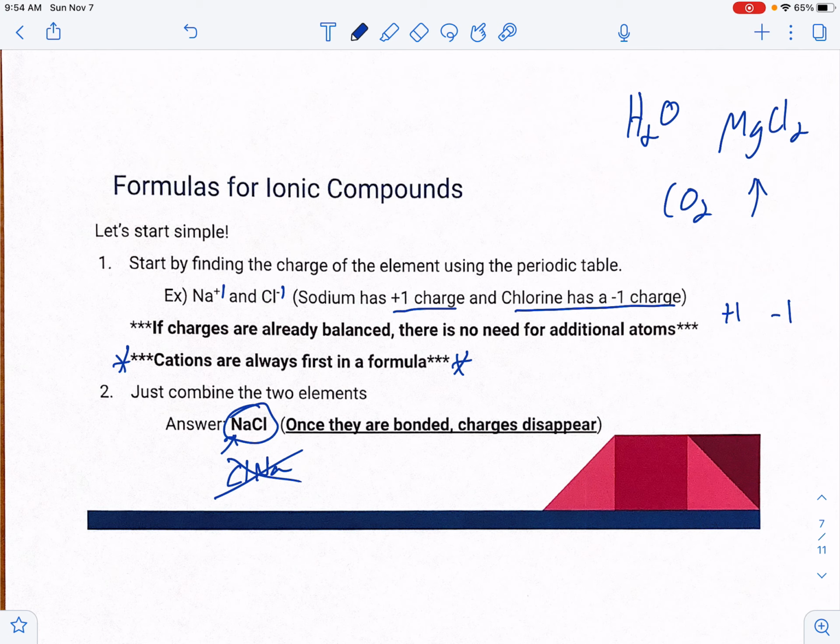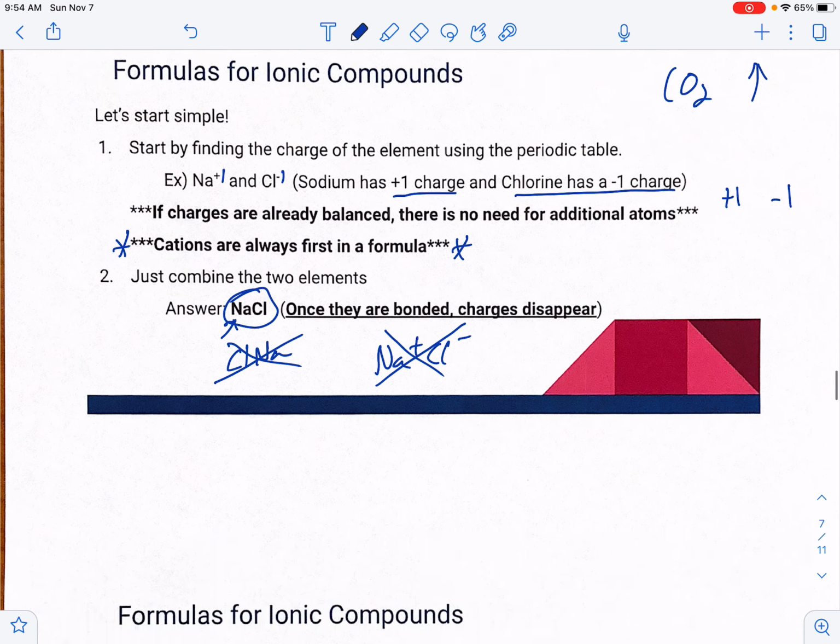Okay, so you always have to do your metals or your positive cations first. Now, once you do bond these together, you no longer need that +1 and -1. Okay, so you should not write it like this. So Na plus and Cl minus. Okay, because the whole purpose of bonding them together was to basically get rid of those charges. They want to bond so they can become neutral. Okay, so again, once those bond, the charges disappear. So it is simply NaCl.